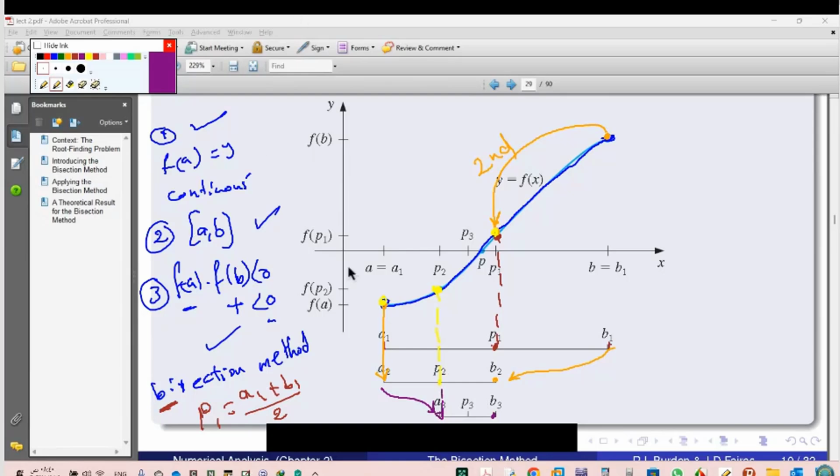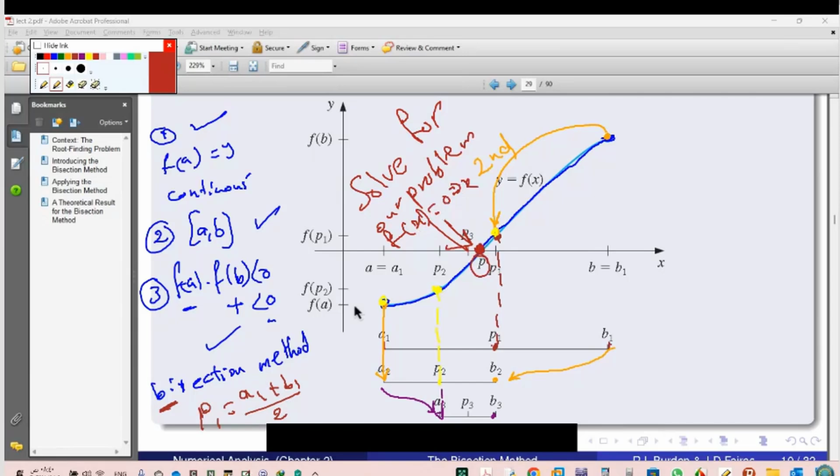After many iterations, we will arrive at this point. This point is the solution for our problem. That means here if x equals 0, we can find the value of x. This is B.